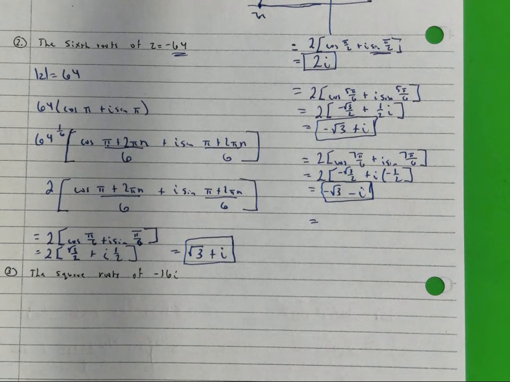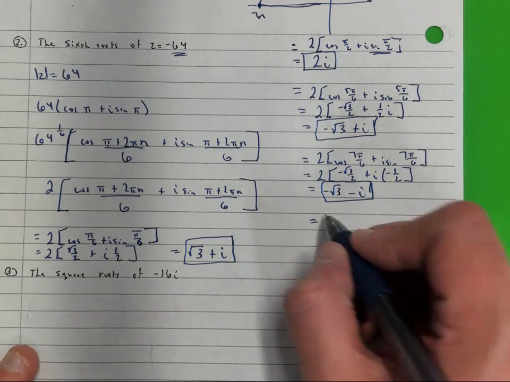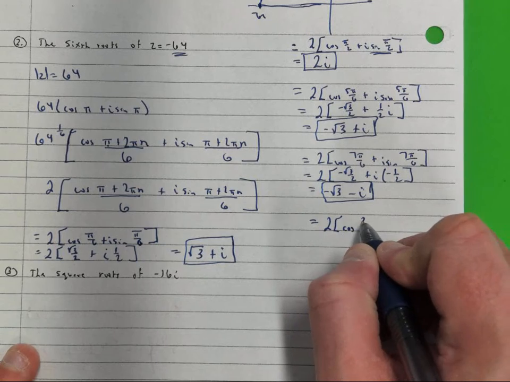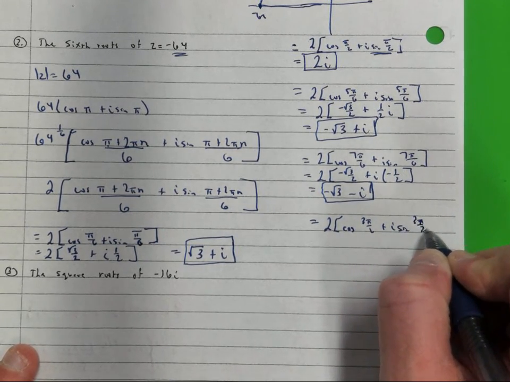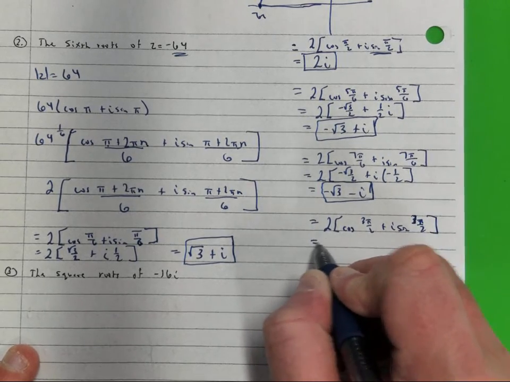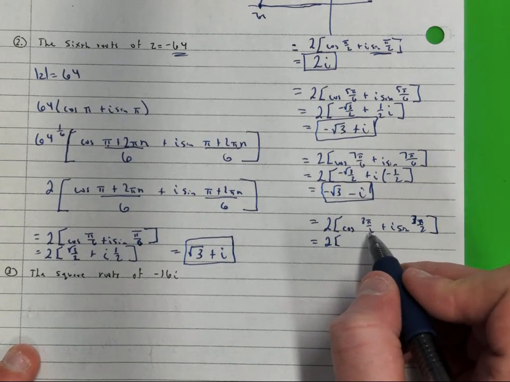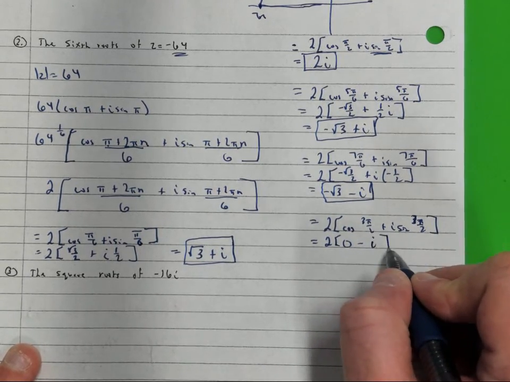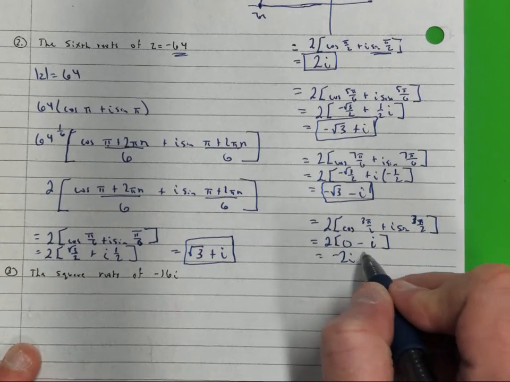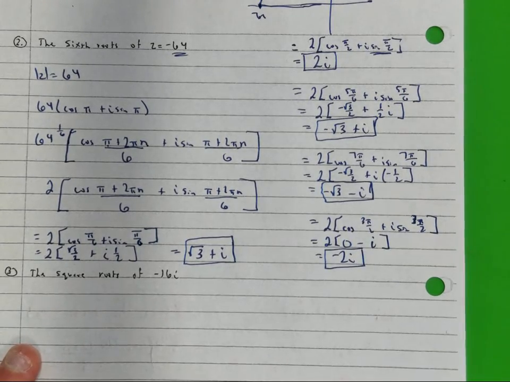We plug 0, 1, 2, 3. Now we plug 4 in. 2 pi times 4 is 8 pi. 8 pi plus pi is 9 pi over 6, which reduces to, this will be an easy one, 3 pi over 2. Cosine of 3 pi over 2 is 0. Sine of that is negative 1. So you would just have negative 2i. There's your fifth answer. Now our final answer.